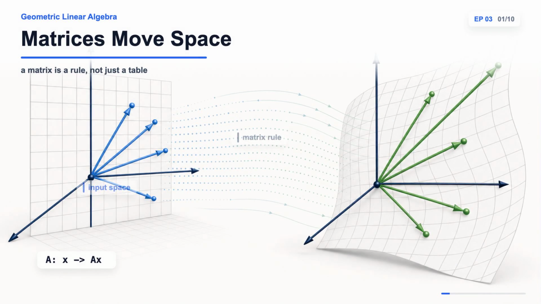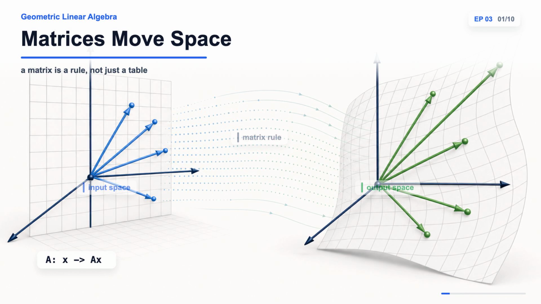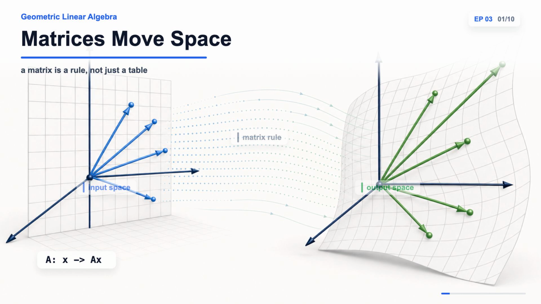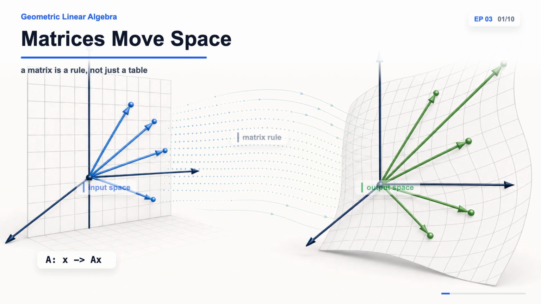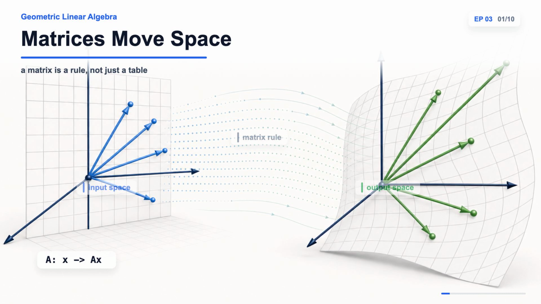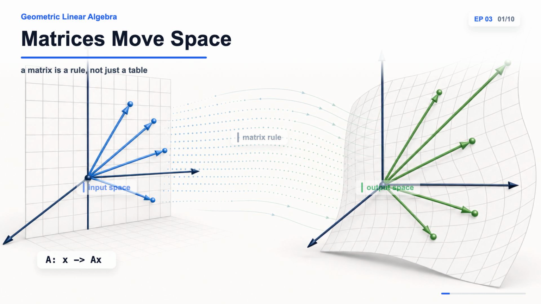In the last episode, we separated a vector from its coordinate description. Now we can ask a deeper question. What is a matrix? The most useful geometric answer is not that a matrix is a rectangle of numbers. A matrix is a rule that takes every input vector and sends it to an output vector. In other words, a matrix transforms the entire space. The numbers in the matrix are a compact way to record that space-moving rule.